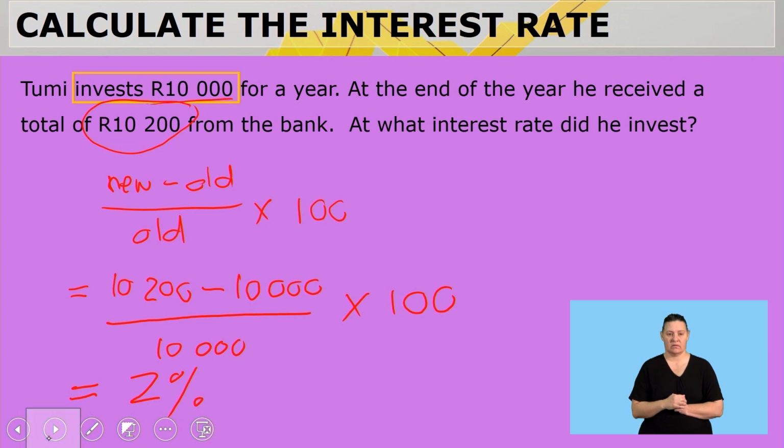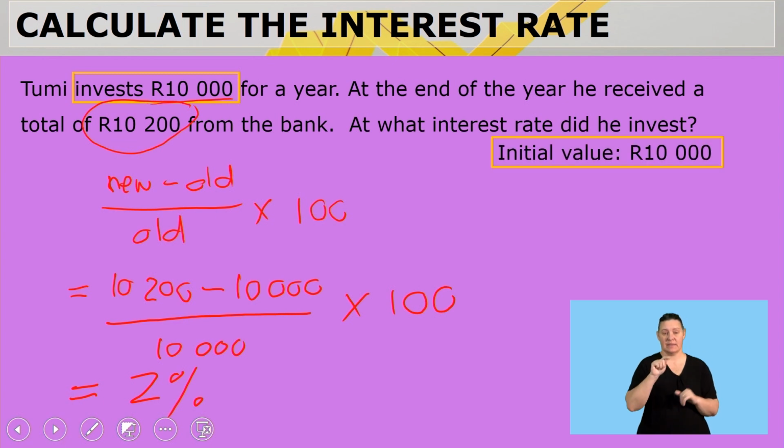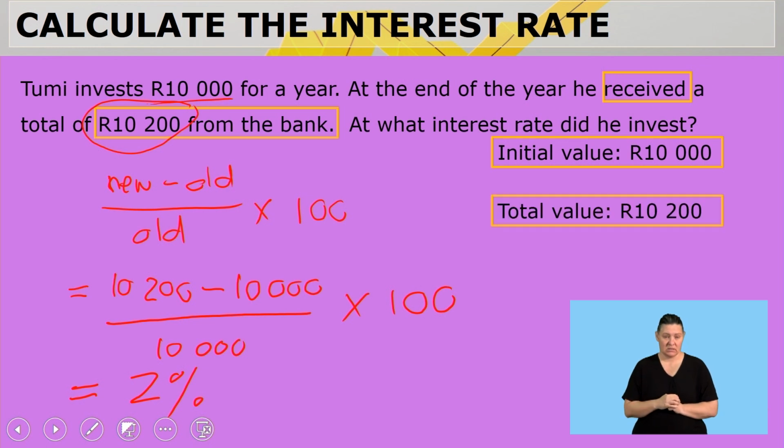So let's just relook at this. Tumi invest 10,000 Rand, so the initial value is 10,000. And then he received a total of 10,200. That would be his total value. And then we calculated the interest rate. And that is how we calculate the interest rate.